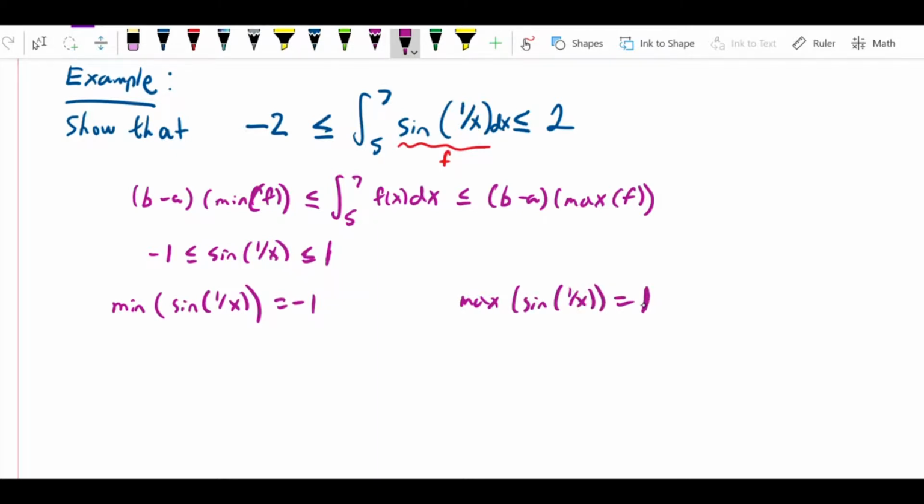Technically, I haven't actually evaluated what sine of 1 over x is on the interval 5, 7, but I know that whatever it is, it can't go lower than -1, and it can't go higher than 1. So that'll be enough to prove this statement, as you'll see in a minute.